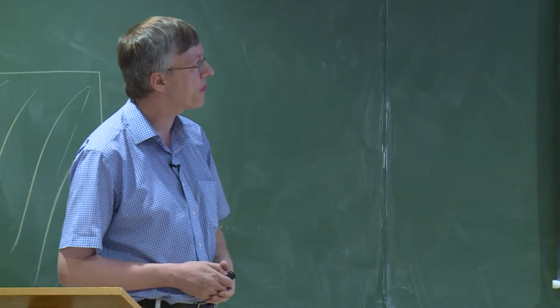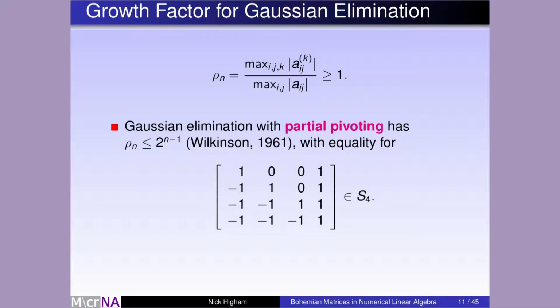But let me focus on something I have thought a bit more about, which is the growth factor for Gaussian elimination. So as you all know, GE is a method for taking a matrix A, converting it to triangular form, and we typically use that in solving linear systems.